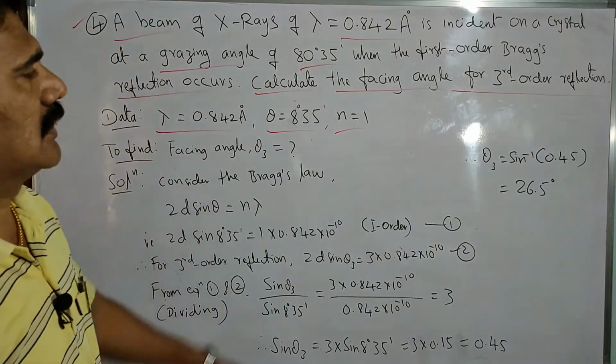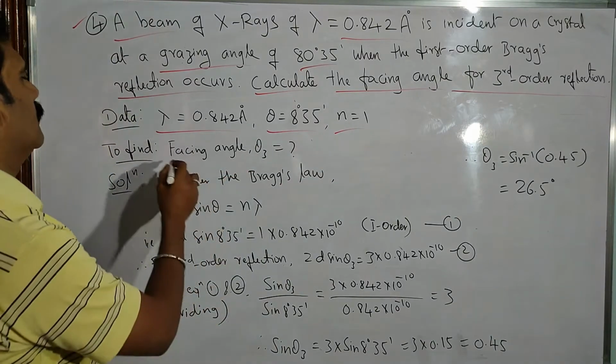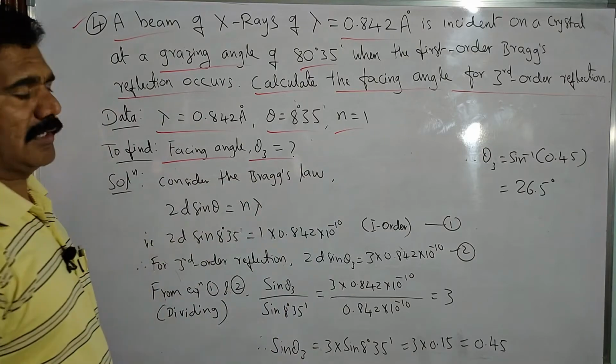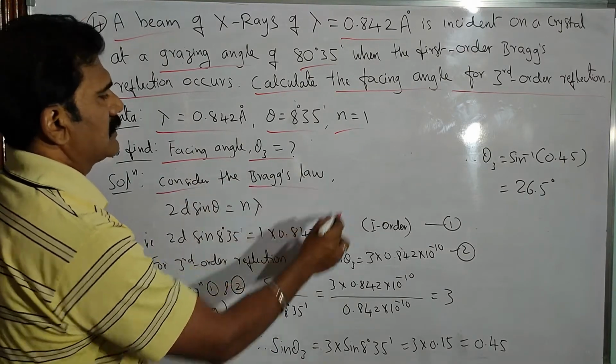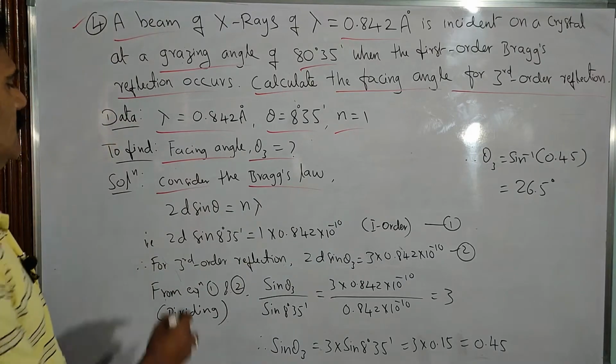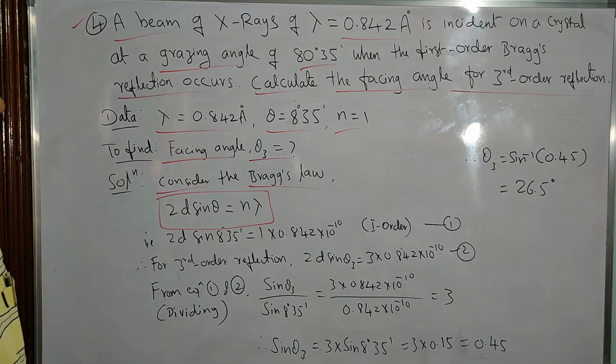What do you mean by that? First order means you have to take n is equal to 1 in the Bragg's law. Okay, so glancing angle theta 3 must be calculated here. Calculate that by using the Bragg's law equation. What is the Bragg's law? 2d sin theta equal to n lambda, right?